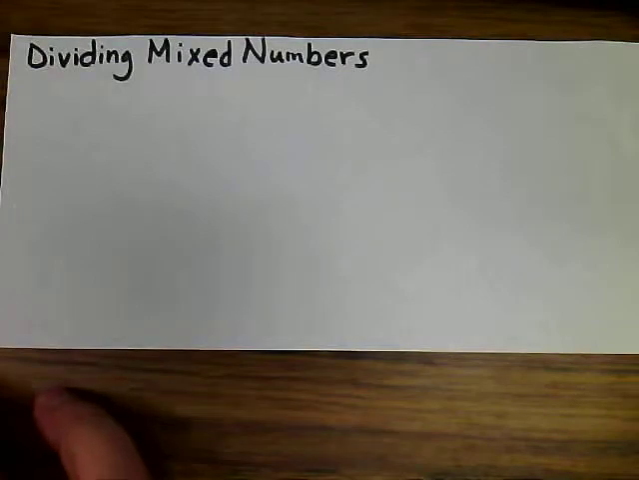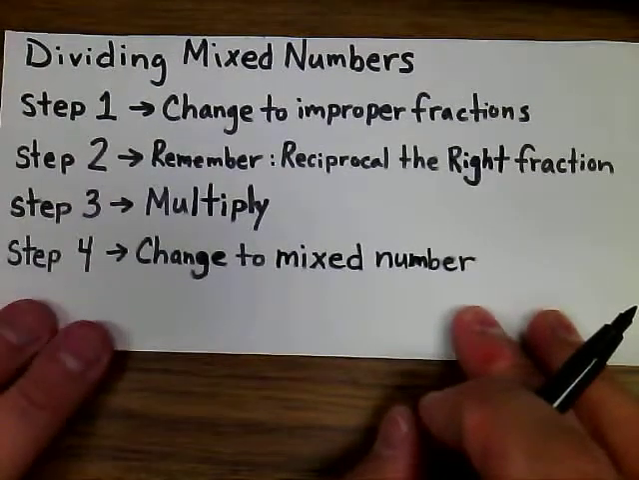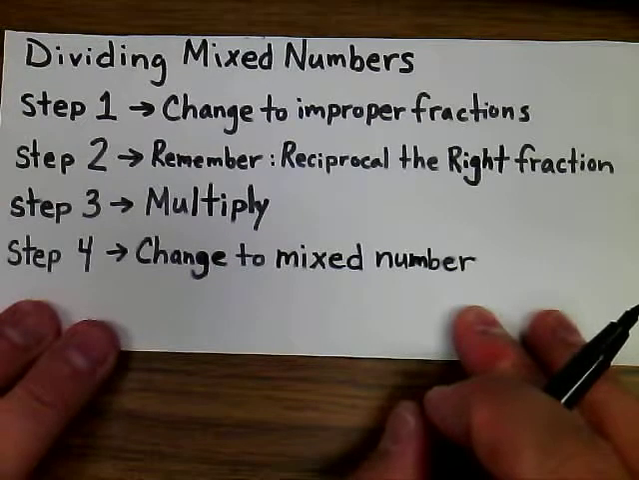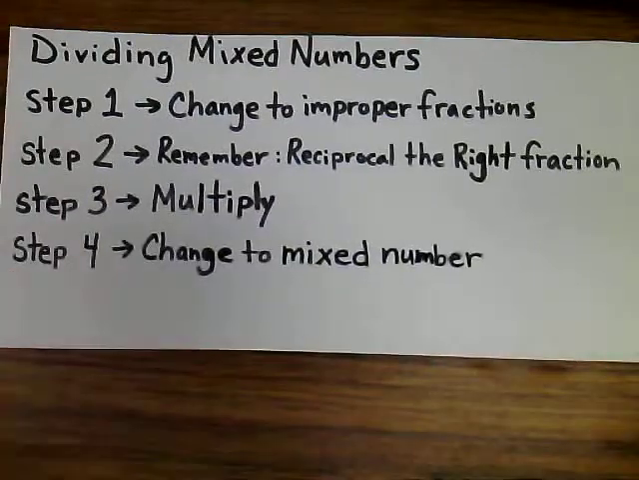In every example, we followed the guidelines of changing first to improper fractions, remembering to reciprocal the right fraction, then multiplying, and in many cases changing to a mixed number. Those are the directions for dividing mixed numbers. Good luck. Thanks for sticking around till the end.